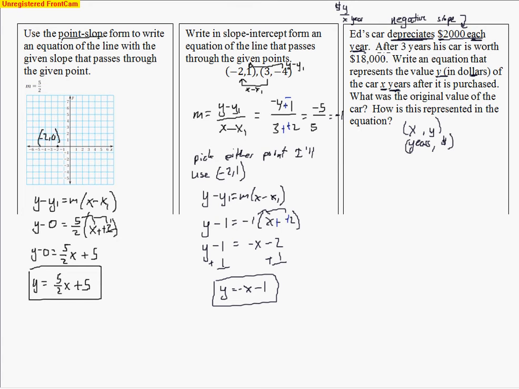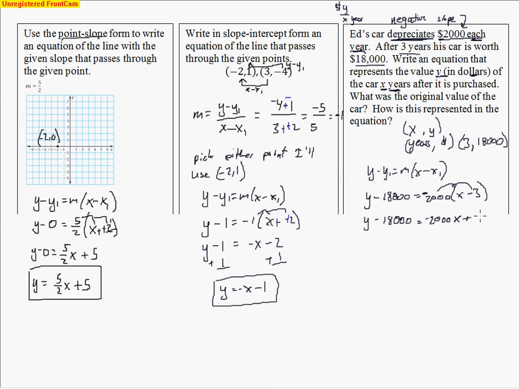Notice as we read this next sentence, it says after 3 years, his car is worth $18,000. That is an ordered pair. That is years, 3 years for $18,000. And so we're going to use this point and this slope in point slope. y minus y1 equals m times x minus x1. So I go ahead and substitute y minus 18,000 equals my slope of 2,000, but it's negative because I'm depreciating, times x minus 3. So we'll go ahead and distribute, and we have now y minus 18,000 equals -2,000x plus 6,000.